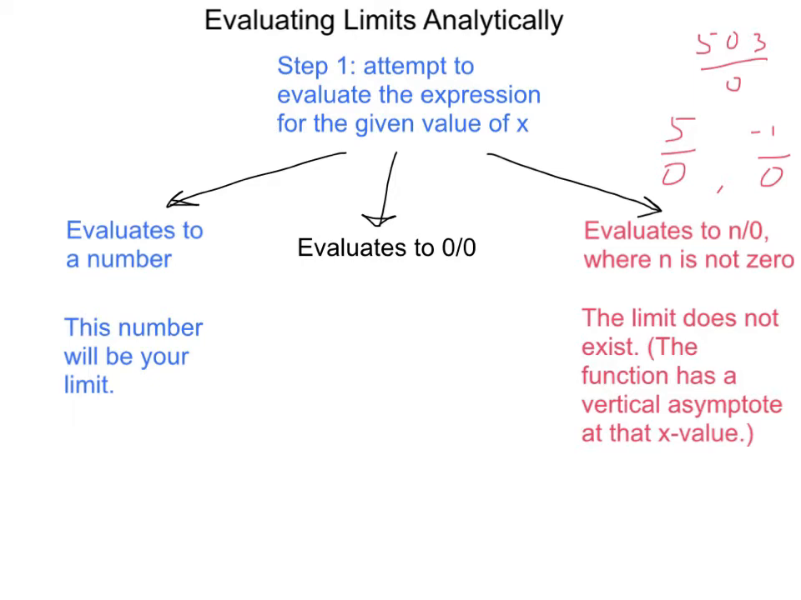Right? So when you get 0 over 0, the limit might exist, it might be this one, or the limit might not exist, it could be this one. We're going to need to work with this expression more.